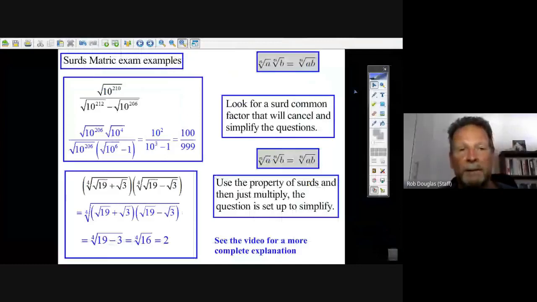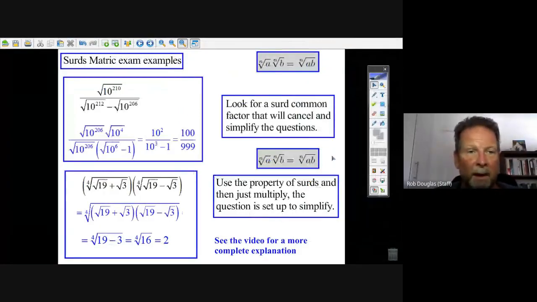I thought we'd look at some simplifying of surds using examples from past matric exams. Some of them are a little bit harder, some aren't so hard at all, but I'm going to show you two a little bit more challenging ones, and then you can try the exam questions and look at the memo. They're really good to work through, because if you can do them, you'll be doing well. Okay, so let's look at this one here.